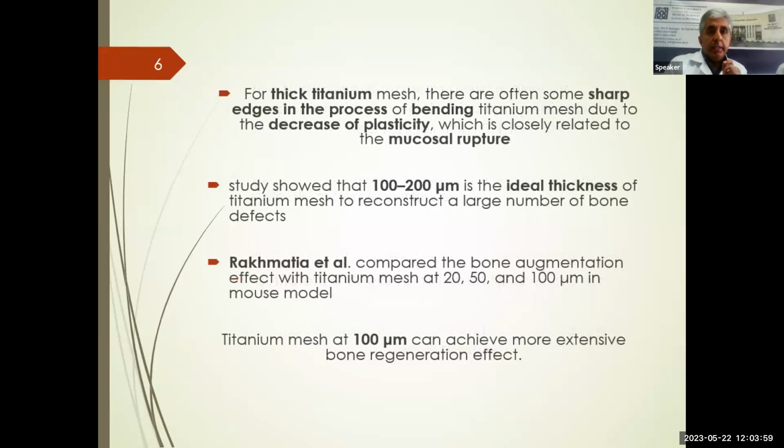For thick titanium mesh, there are often some sharp edges in the process of bending the mesh due to decreased plasticity, which is closely related to mucosal rupture. Studies showed that 100 to 200 micrometers is the ideal thickness of the titanium mesh to reconstruct a large number of bone defects.